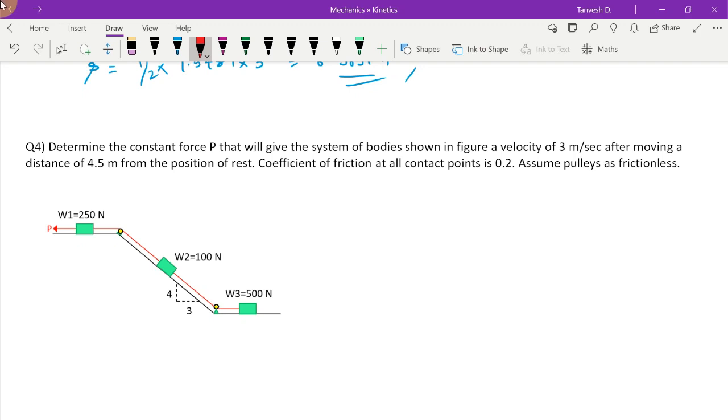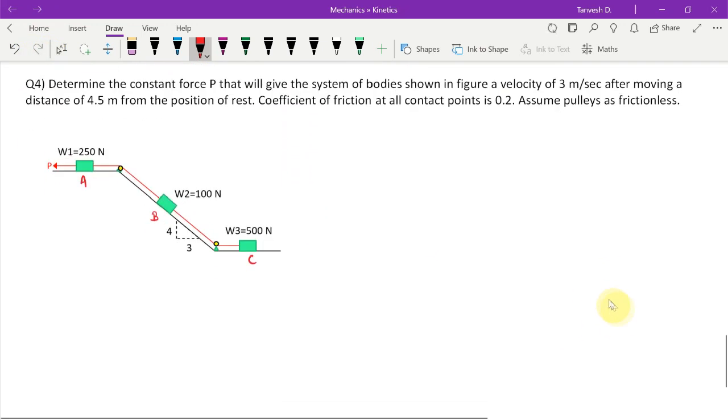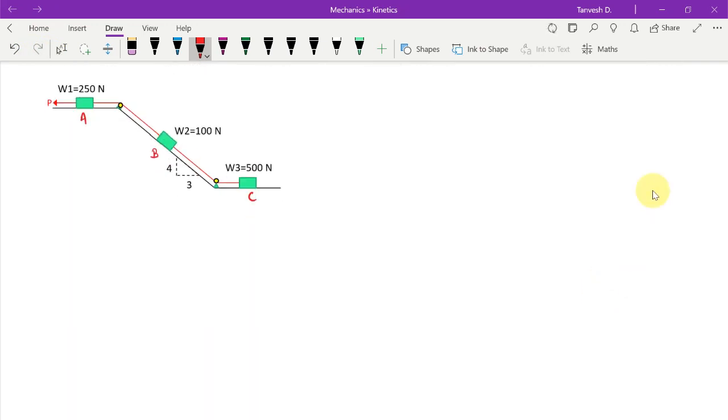Now what we need to do in this, as we had done in the previous numericals, is draw the free body diagrams of all of them. So let us say that this is your A, this is A, this is B, and this is C, and let us draw the free body diagrams of each of them. So starting with FBD of A, and I'll just draw all the columns, FBD of B and FBD of C, right?